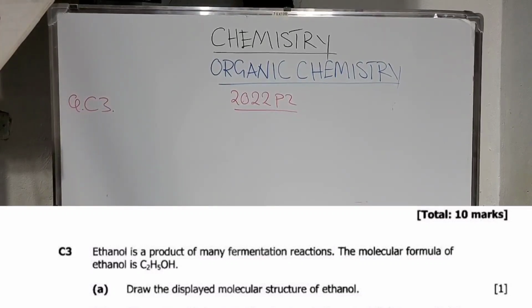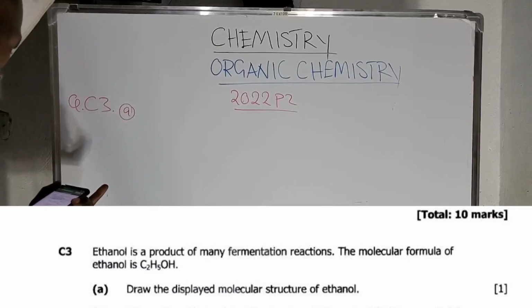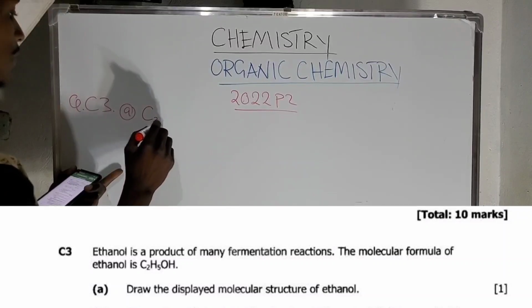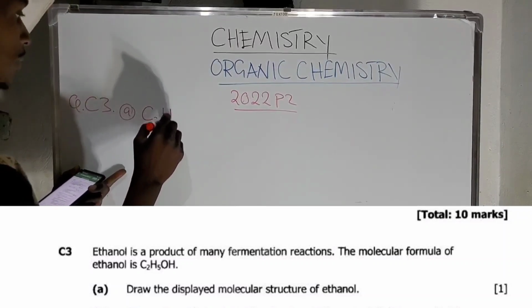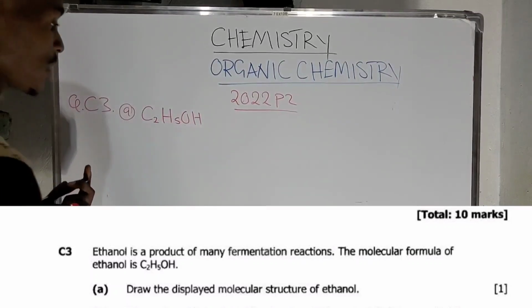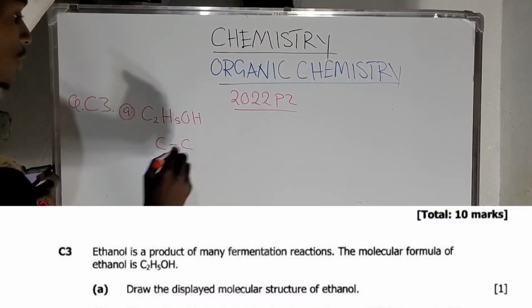Okay, now here is the question under fermentation. Ethanol is a product of many fermentation reactions. The molecular formula of ethanol is C2H5OH. Question A: draw the displayed molecular structure of ethanol. This one is the molecular formula, C2H5OH. For the structural formula, you always start with the carbon atoms, and if it's a single bond, C-C.